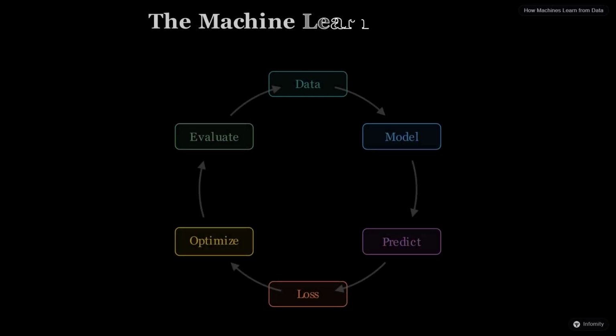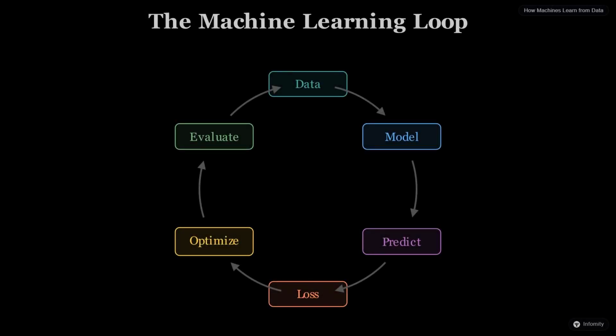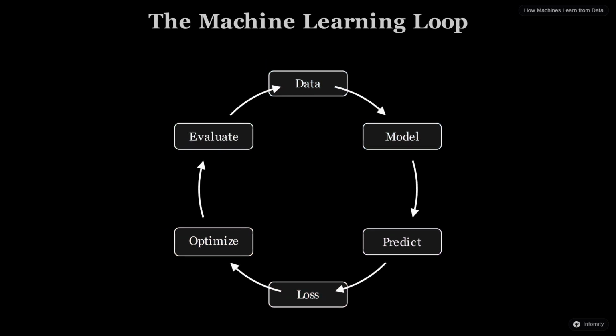To recap, machine learning involves a continuous loop. First, we prepare data with its features. Then, we design models for predictions. We measure prediction quality using a loss function. To improve, optimization algorithms like gradient descent, guided by a learning rate, minimize the loss. Finally, we evaluate the trained model on unseen testing data to ensure it generalizes well. This iterative process allows machines to learn and make intelligent decisions.